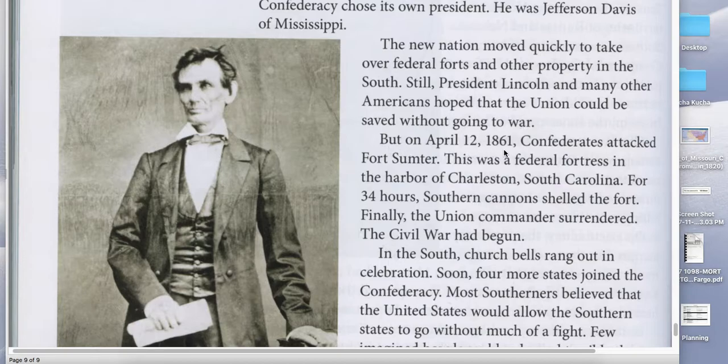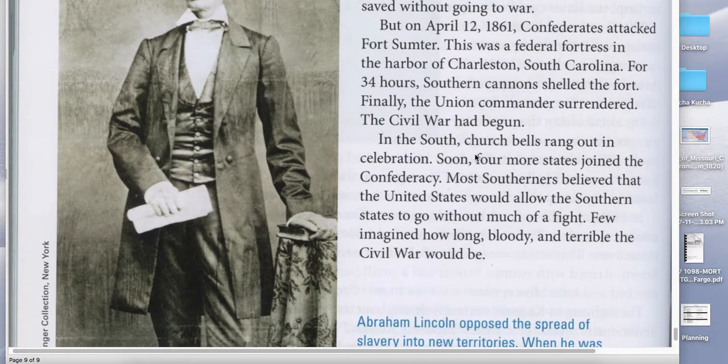But on April 12, 1861, Confederates attacked Fort Sumter. This was a fort that was held by the United States of America, but it was in the South. This was a federal fortress in the harbor of Charleston, South Carolina. For 34 hours, Southern cannon shelled the fort. Finally, the Union commander surrendered. The Civil War had begun. In the South, church bells rang out in celebration. Soon, 4 more states joined the Confederacy. Most Southerners believed that the United States would allow the Southern states to go without much of a fight. Few imagined how long, bloody, and terrible the Civil War would be.